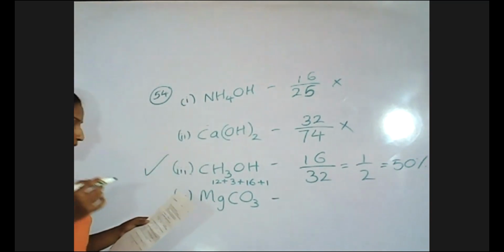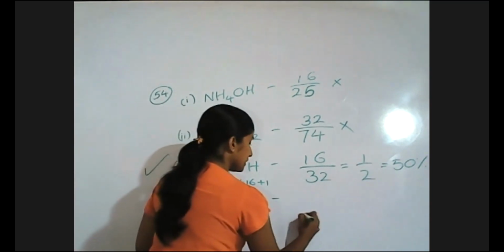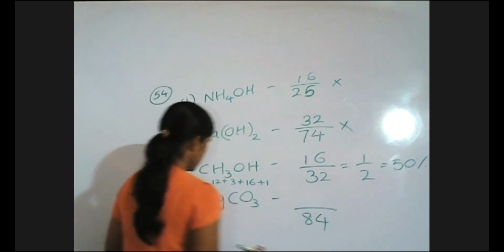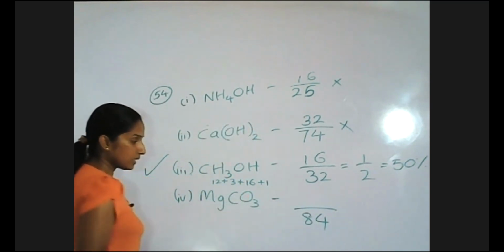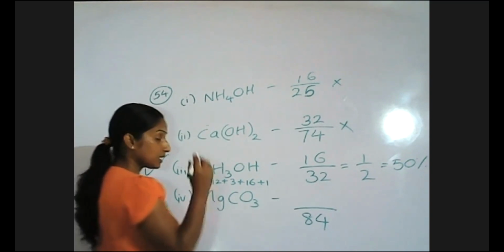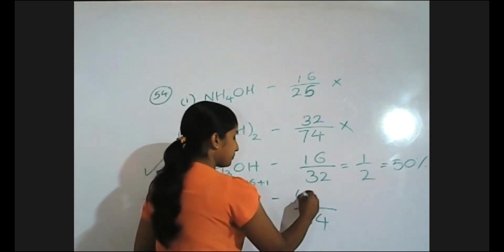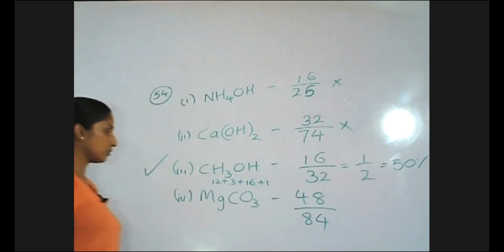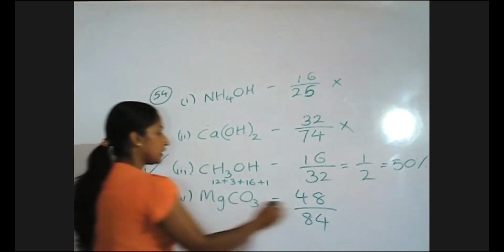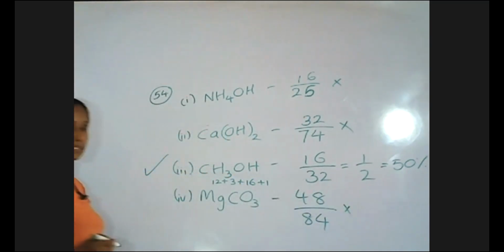We will check the fourth one. Magnesium carbonate, it is 84. Then 3 oxygen atoms are there, that means 16 into 3, that means 48. No, that is also wrong. So the answer should be the third one. That is how we find.